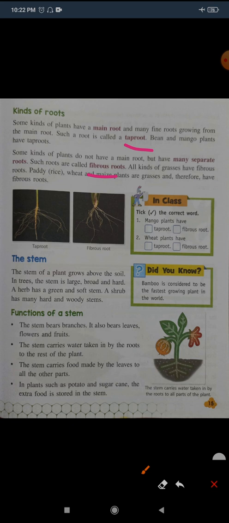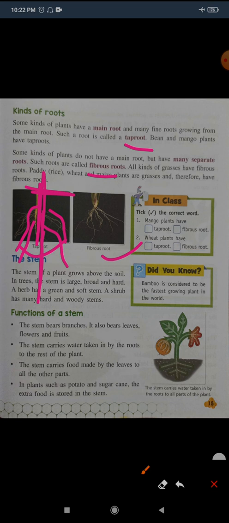Now what is the difference between taproot and fibrous root? Here you can see in the image, the taproot is a thick main root below the stem, which goes deep into the soil. That is called taproot. And several thinner side roots grow from the main root. Examples are balsam, hibiscus, bean and mustard plant. These all are examples of taproot.